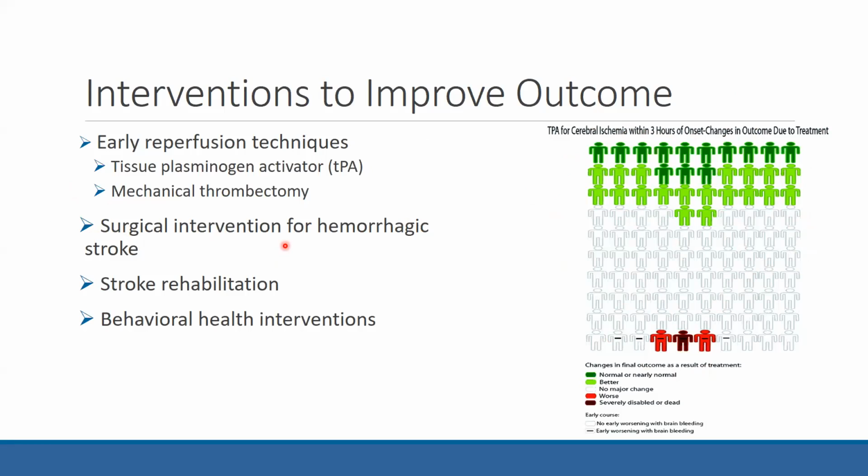Then there's stroke rehab, what I do, and afterwards those behavioral health interventions, helping people get to wear their CPAP, helping them figure out exercise routines that work for them and diet plans that are good for their health and for their brain, in preventing another stroke. That's what's going to really lead to the best possible outcome.